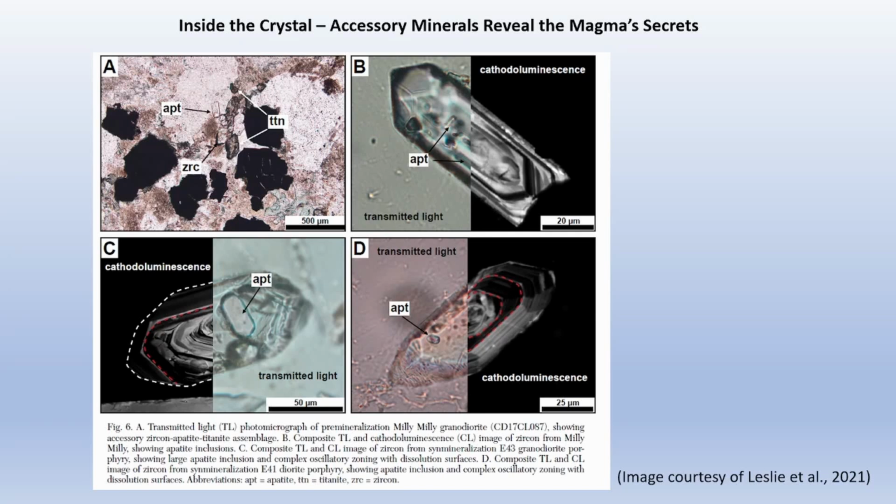So the co-crystallization of all these three suggests moderately oxidized water-rich magmas, which have fertile conditions for copper and gold porphyry development. In panel B, we have a composite image of zircon from Milli which is showing internal zoning and a large apatite inclusion. This pairing reflects early apatite saturation in the melt, likely indicating high phosphorus content and early REE partitioning.